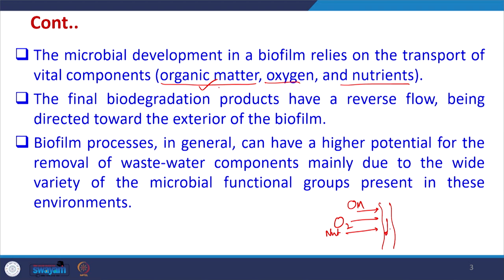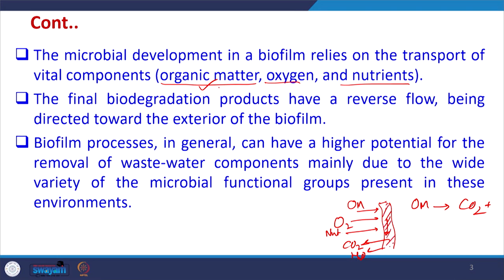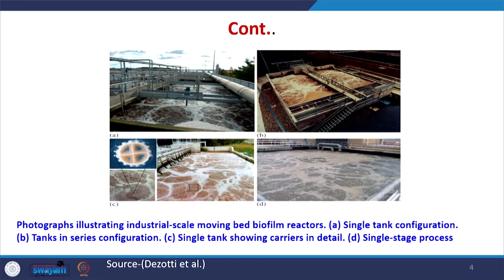Once they go inside, certainly the organic matter will degrade into CO2 and so on. The final products which are generated should come out of the system. So, the final biodegradation products have a reverse flow, being directed towards the exterior of the biofilm. Biofilm processes in general can have a higher potential for the removal of wastewater components, mainly due to the wide variety of microbial functional groups present in these environments. These biofilms may contain various types of microorganisms which can help in the degradation of the pollutants.